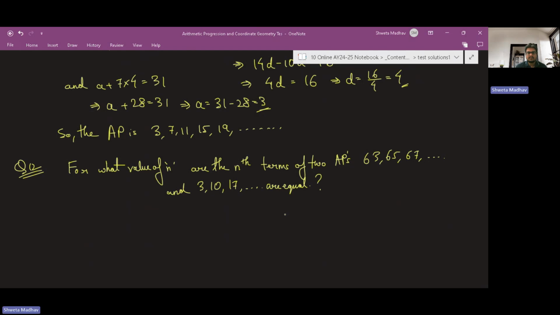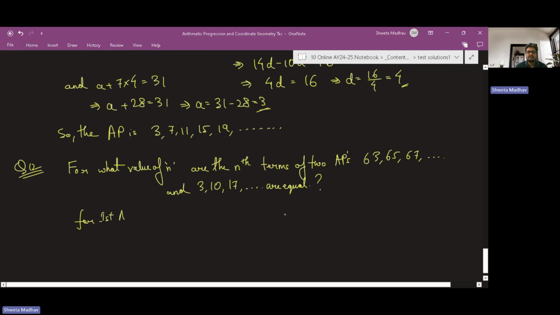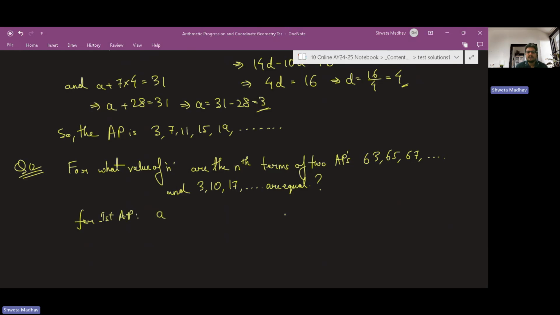To find the value of n, the nth term should be equal. For the first AP, we can see that the first term A is 63, and the common difference D is 65 minus 63, which is equal to 2.